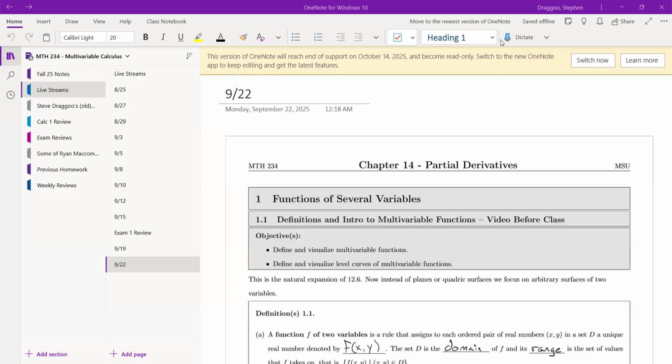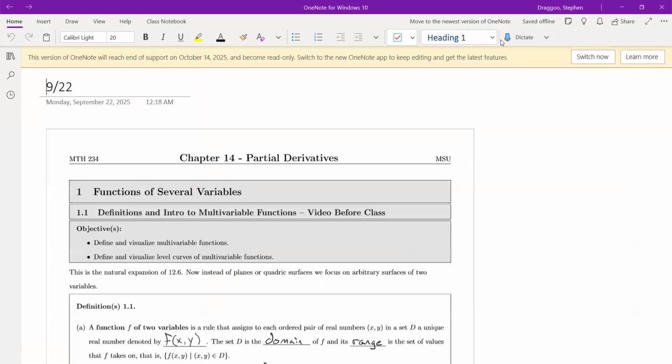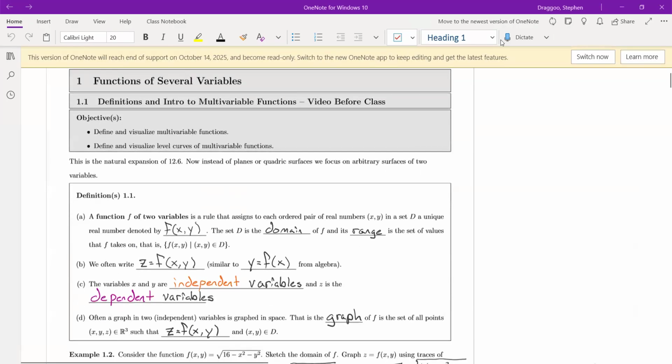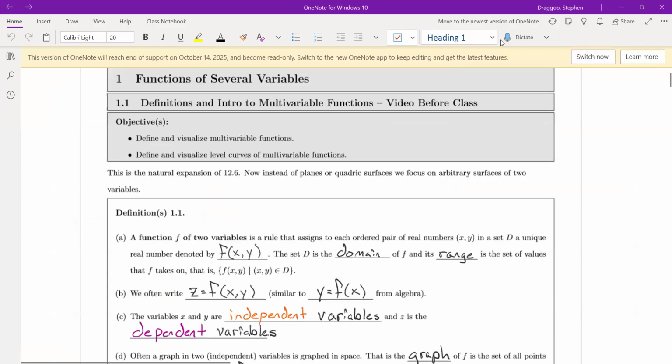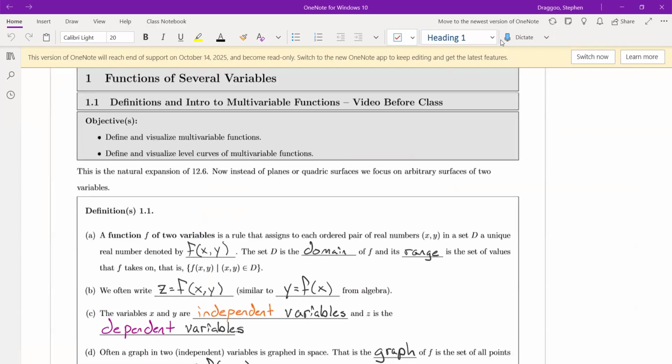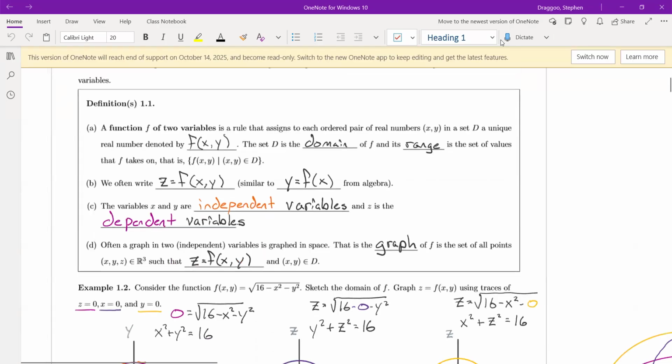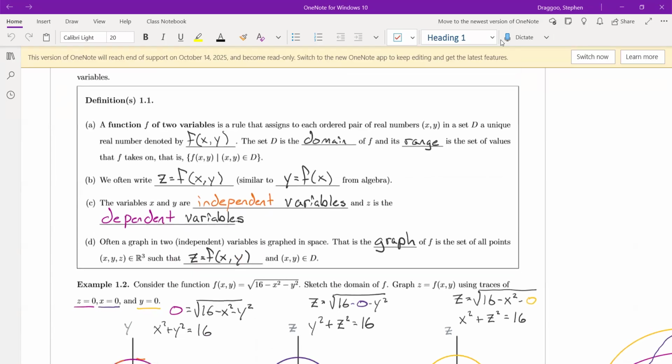Cool. That said, we're starting chapter 14 today. So let's jump into it. This one's a bit of a double set, so we might be going quickly through some of the first few problems in order to get to the exciting stuff down at the end. So first, we're going to define a multivariable function. Since this is multivariable calculus, we need multivariable functions first.